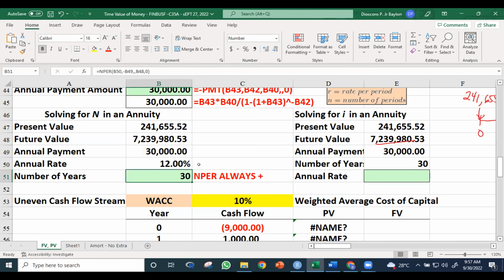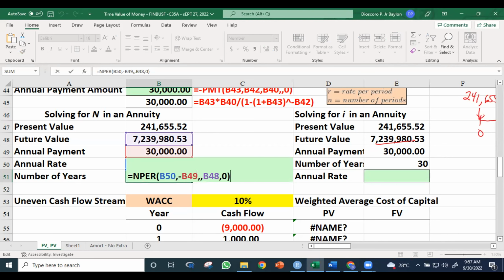Okay, and one last thing. We could have used the future value and the present value, because remember, these are three equivalent cash flows. You have a present value, you have an annuity, and you have a future value. They are equivalent values. They are equivalent cash flows.